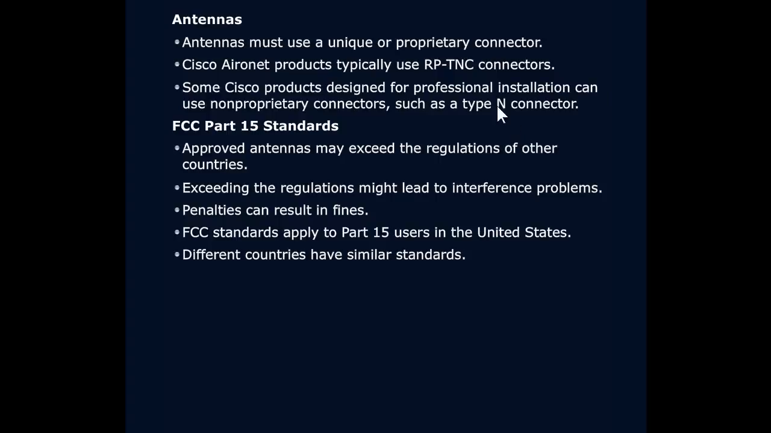So, for example, here we see in the bullet points one of the regulations that the FCC standardizes is the fact that antennas need to use a unique or proprietary antenna. For example, Cisco uses the RP-TNC connector for their antenna. Again, a high gain omnidirectional antenna from Cisco can only really be installed through a professional installer, right? Someone who's certified in all the rules and regs and knows what they're doing. And that can be an exception to the rule and use a more standardized type N connector in that circumstance.